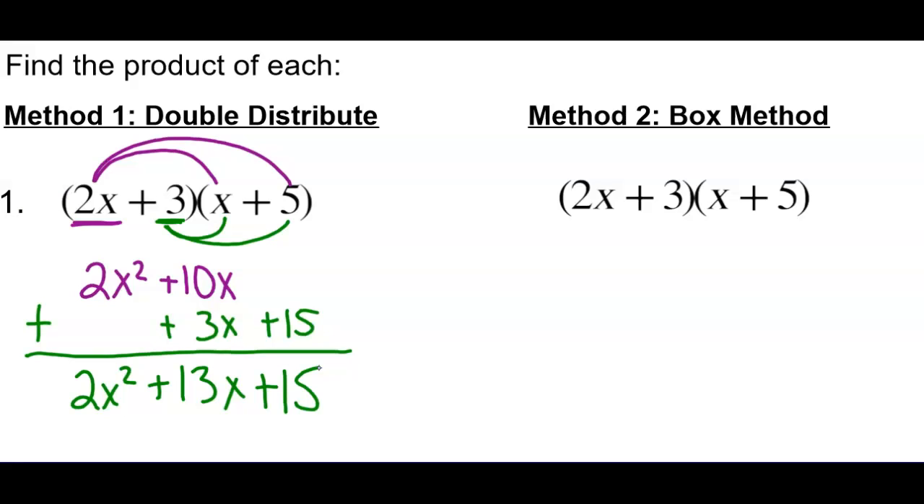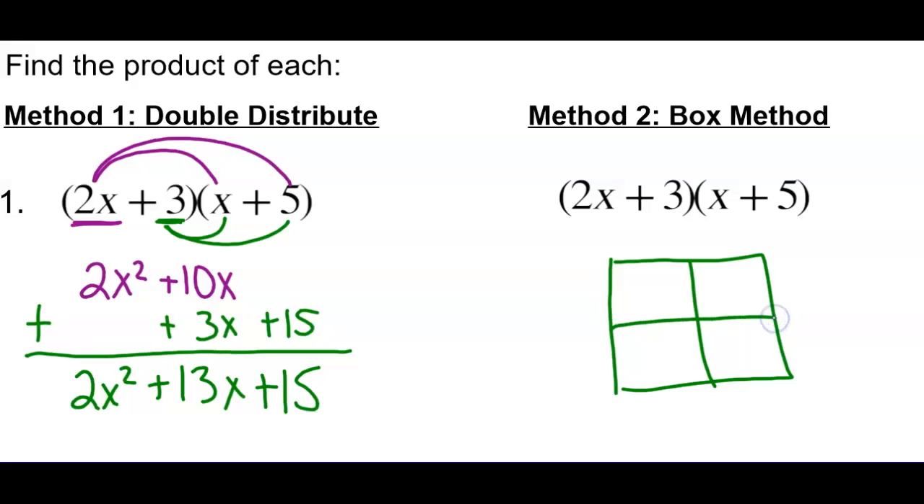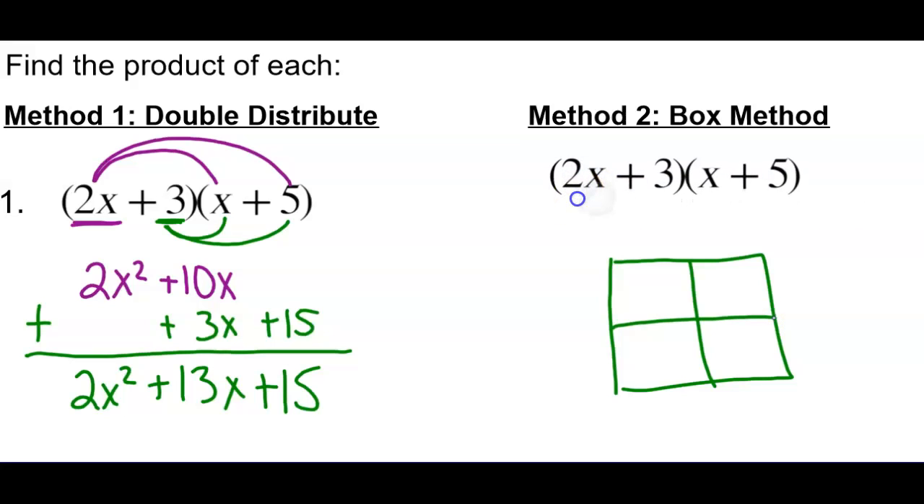So we can create a box. Because it's a binomial by binomial, we're going to have 4 squares. I'm going to take this first binomial and I'm going to write it over here, 2x plus 3. Whatever the sign is here goes in front of this. So if there's a minus sign there, you'd put minus 3. So that's really important. And then I'm going to do my second binomial on top, x plus 5.